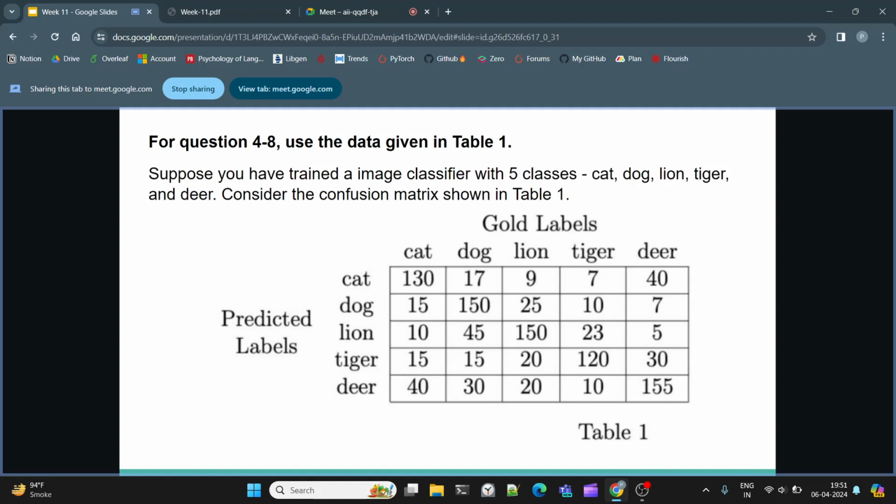Here we have two things. We have the goal label and we have the predicted label. The goal label is the actual value: if you have a picture of a cat, what it is exactly, that is what the goal label determines. What is the true value?